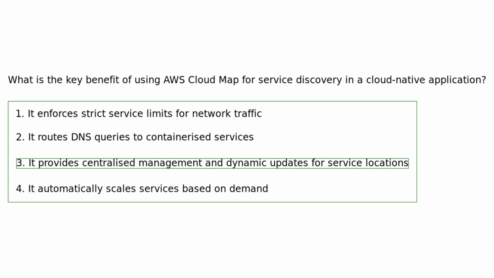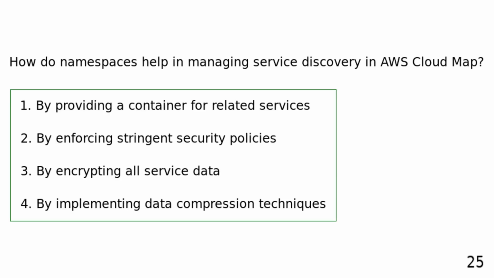The key benefit of using AWS Cloud Map for service discovery in a cloud-native application is the centralized management and dynamic updates for service locations, ensuring efficient communication and connectivity between services. How do namespaces help in managing service discovery in AWS Cloud Map?